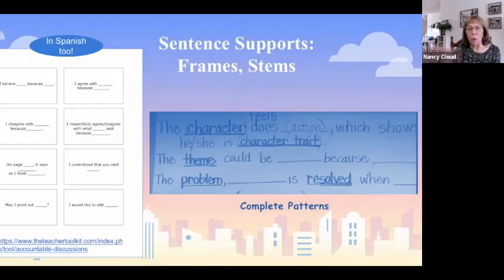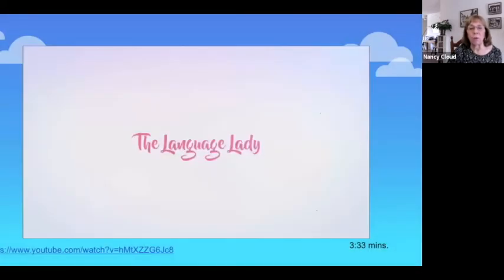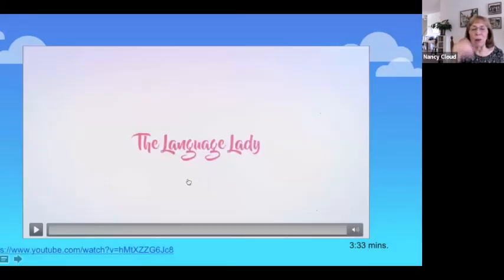We all know about sentence supports, frames, and stems. So I'm not showing you this because I think you don't know about it. Just remember that frames are most supportive and stems just get you started, but you have to know the whole ending. But I wanted you to know that on the teacher toolkit, some examples for kids exist in English and Spanish, and we always want to have this type of support for kids, and we'll be modeling that for you in the breakout rooms. So now let's listen to the language lady.